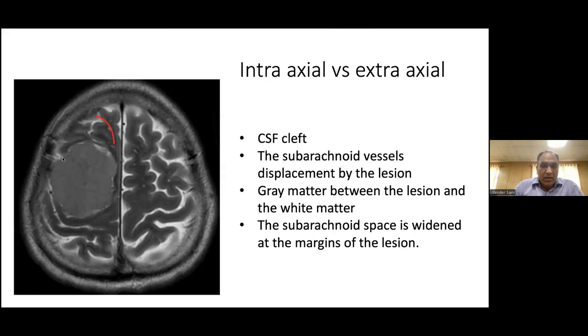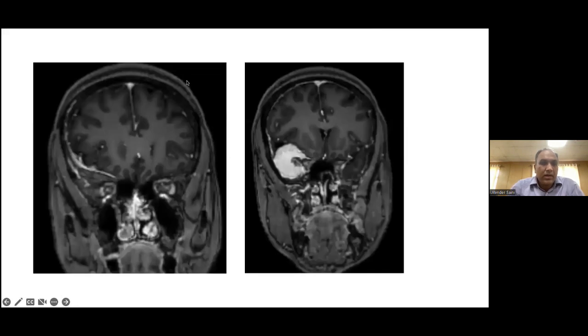Okay. Now coming to the next point here. In this particular case, the lesion is present and you can see the adjacent dura is also thickened. This is a contrast enhanced T1 weighted image, and also you can carefully see the cortex is there adjacent to the lesion, and the CSF space here is widened in this location. So this gives us a clue that this is an extraaxial lesion.